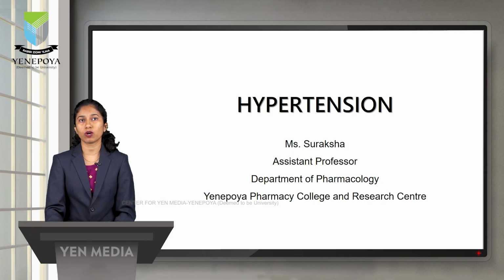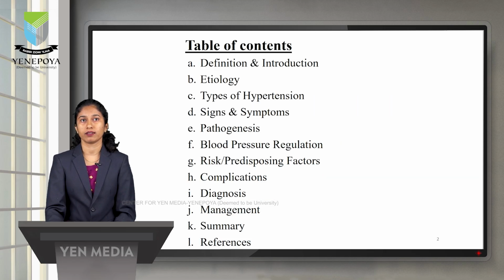Today we will be discussing the topic hypertension. Table of contents include definition and introduction, etiology, types of hypertension, signs and symptoms, pathogenesis, blood pressure regulation, risk or predisposing factors, complications, diagnosis, management, summary and references.